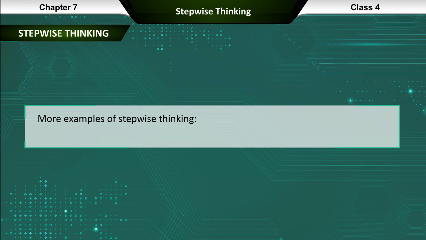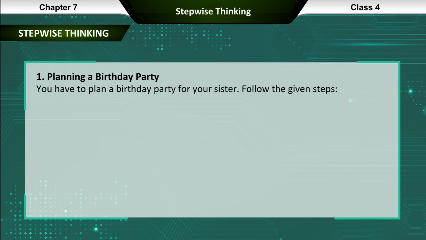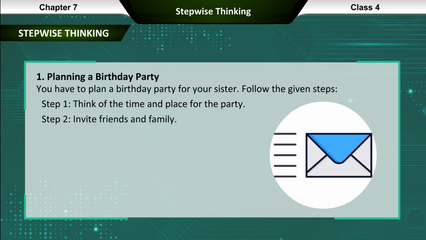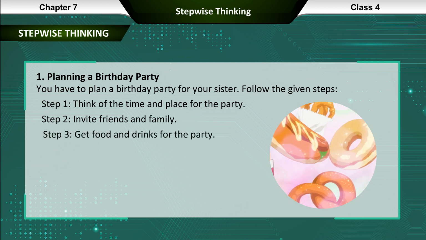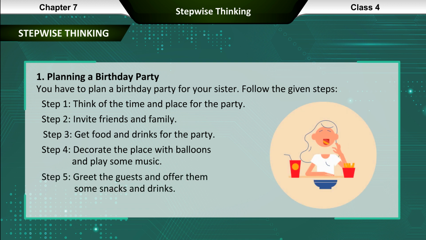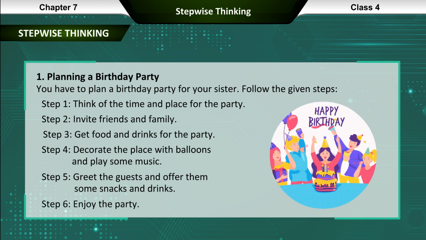More examples of stepwise thinking. 1. Planning a birthday party. You have to plan a birthday party for your sister. Follow the given steps. Step 1. Think of the time and place for the party. Step 2. Invite friends and family. Step 3. Get food and drinks for the party. Step 4. Decorate the place with balloons and play some music. Step 5. Greet the guests and offer them some snacks and drinks. Step 6. Enjoy the party.